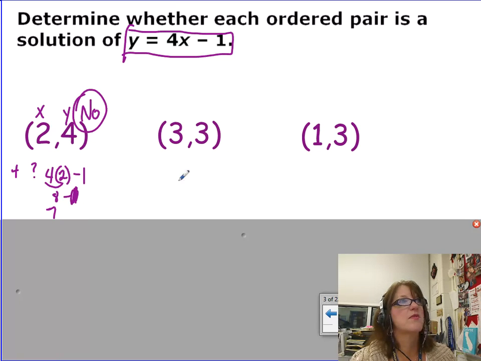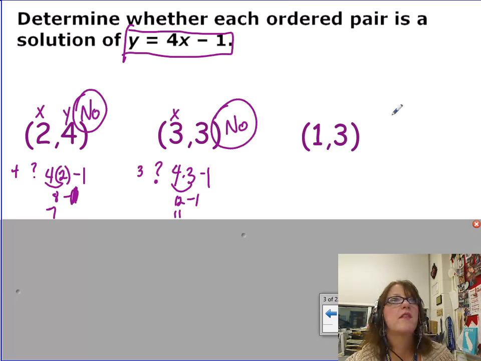Let's look at the next one, 3, 3. I have to take and plug this in for my x value, 4 times 3 minus 1. We have to say, does that equal 3? This is 12. 12 minus 1 is 11. Nope. That one doesn't work either.